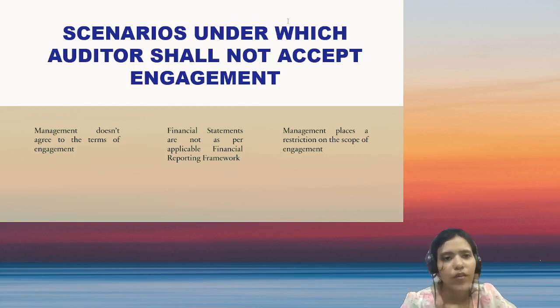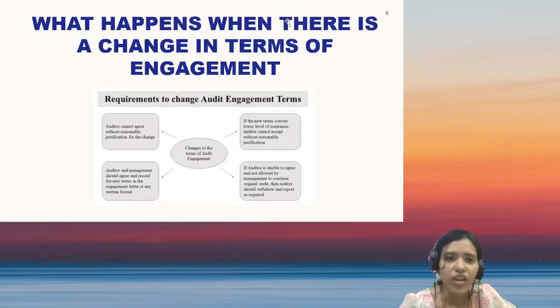Now that we have understood the situations under which the auditor may refrain from accepting the engagement or does not accept the engagement, we'll understand the situations under which the auditor can withdraw from the engagement. One such possibility wherein the auditor can withdraw from the engagement is a change in the terms of engagement. Now, a change in terms of engagement has basically two parts to it.